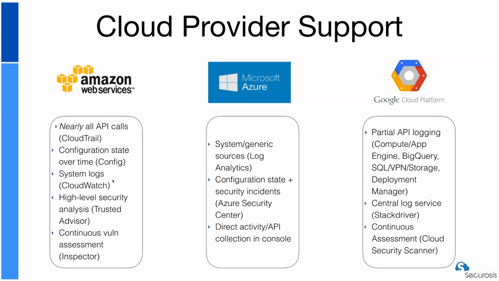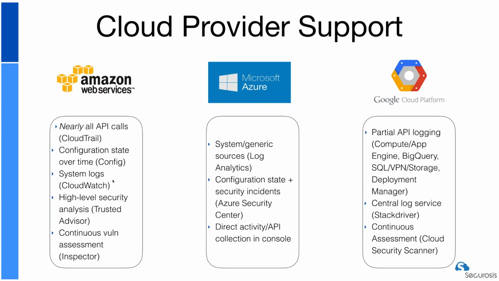If you think about it, if you get a raw API call that changes XYZ, figuring out exactly what that means in context a year later, a month later, can be very difficult. So that's what Config is for. They also have system logging tools, which is CloudWatch, and high-level security analysis, where their Trusted Advisor will actually look automatically for security issues for you. And they have a vulnerability assessment tool that's pretty lightweight, it's very new, just came out last November, but that's called Inspector. And I'll show you what a bunch of that stuff looks like.